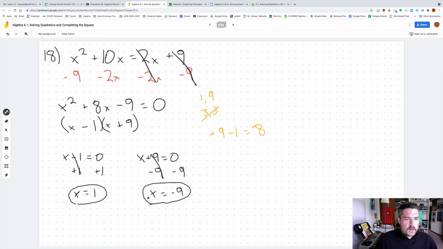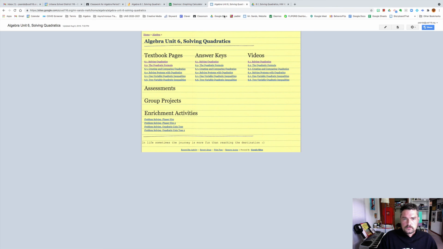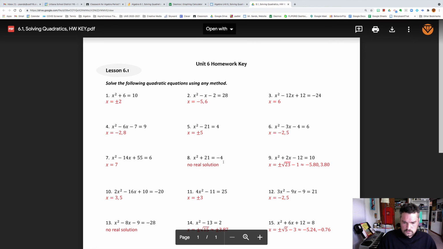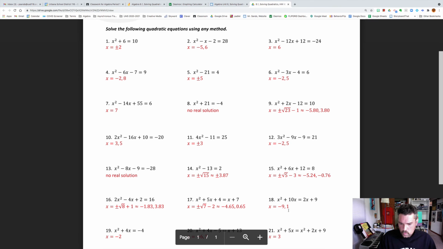Again, we can check our work, type it in Desmos, and look on the answer key. Well, this is problem 18. I got the answer key up already, so let's look at problem 18. 1 and negative 9. Am I right? 1 and negative 9. I'm right. They wrote negative 9 first. Doesn't matter. That is the value. Those are the two values where x equals 0 for this quadratic equation.